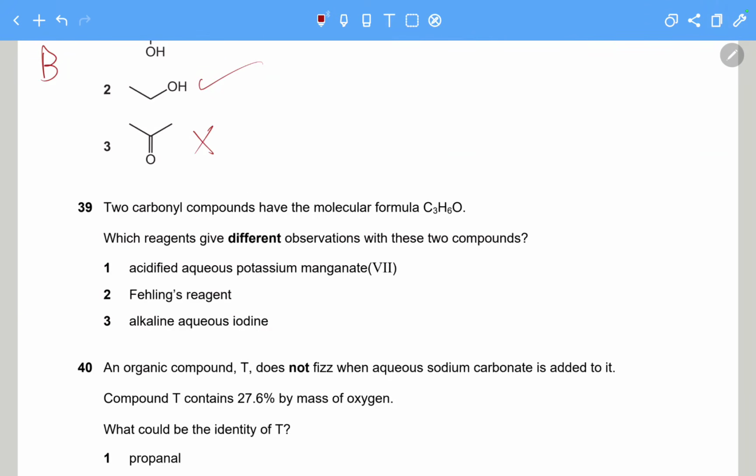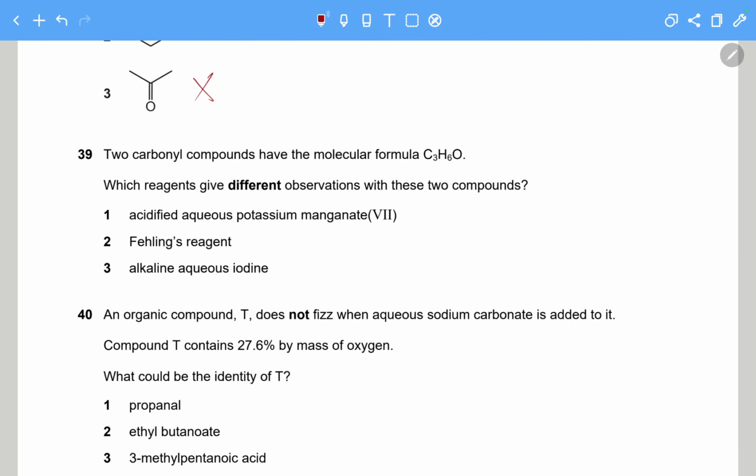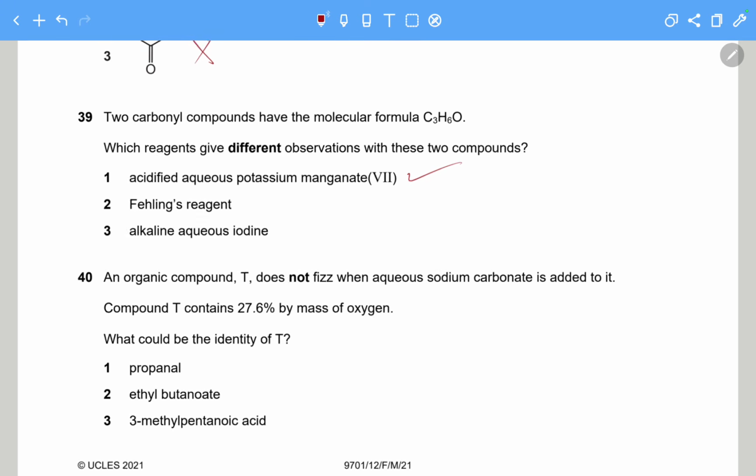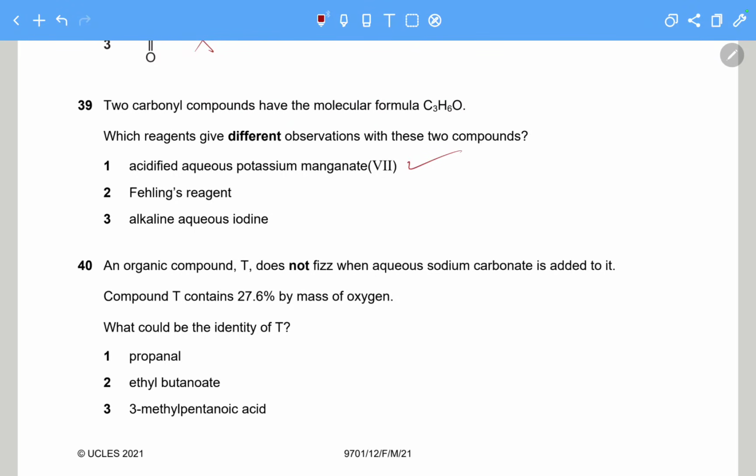Second last question. Two carbonyl compounds have the molecular formula C3H6O. Which reagents give different observations with these two compounds? Carbonyl compounds can be aldehydes or ketones. Acidified aqueous potassium manganate, yes, this will give different observations because it will oxidize the aldehyde, but it will not oxidize the ketone. Fehling's reagent will react with the aldehyde, not with the ketone, so this as well.